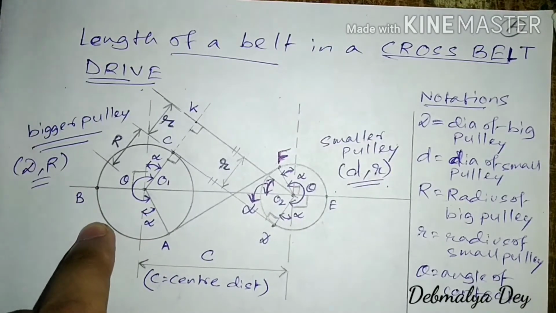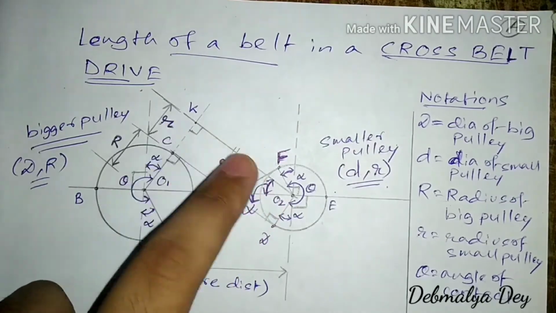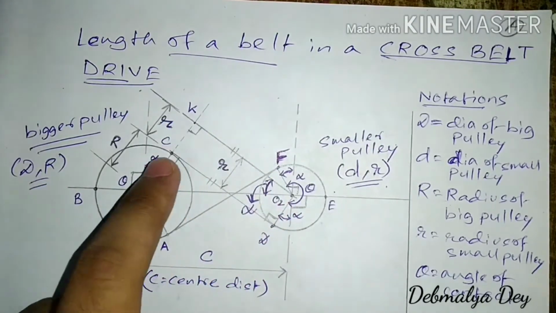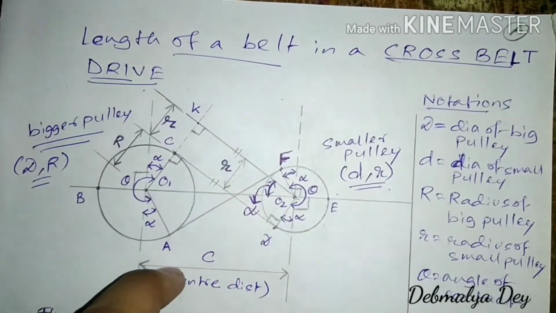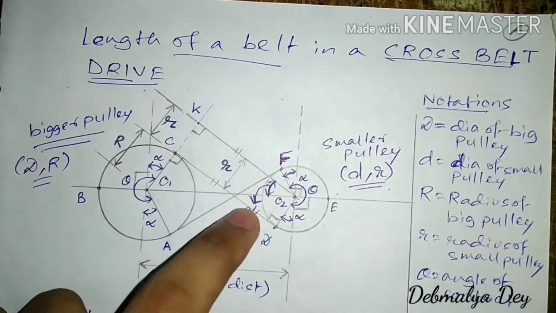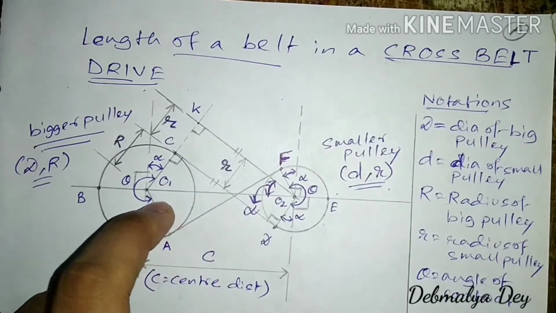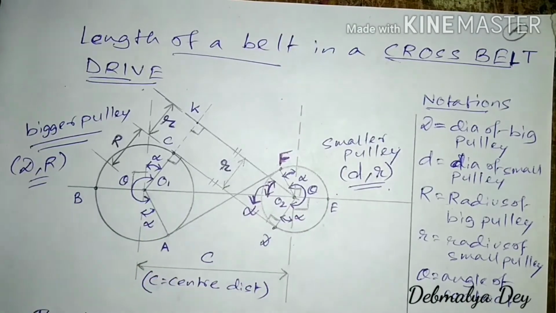Cos alpha equals base by hypotenuse. So in this case the base is O2K. That means we can write O2K equals CD, because these two lines are parallel to each other. So cos alpha will be equal to CD by hypotenuse, which is O1 O2, that is the center distance. So cos alpha will be equal to CD by C.